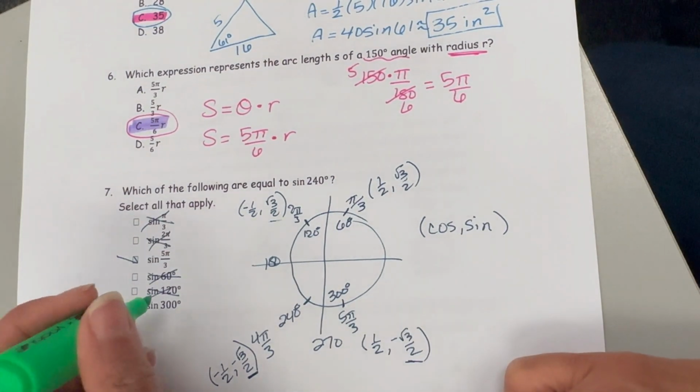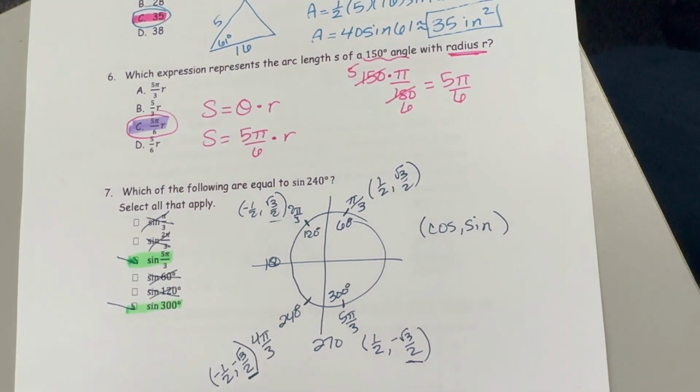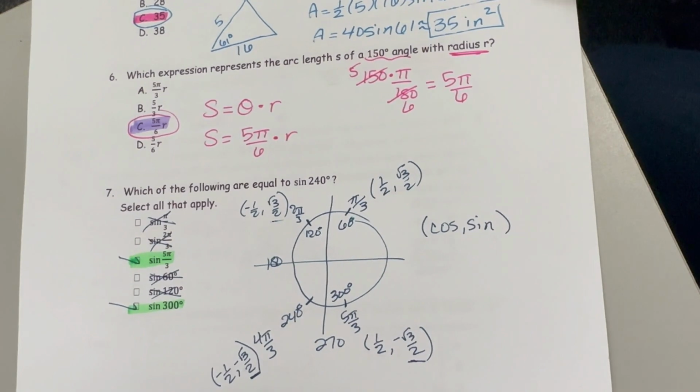You gotta know your unit circle. You're only going to get the first quadrant in regular Math 3. Enhanced Math 3 doesn't get any of it. They have to know their unit circle. All right, so that's number 7.